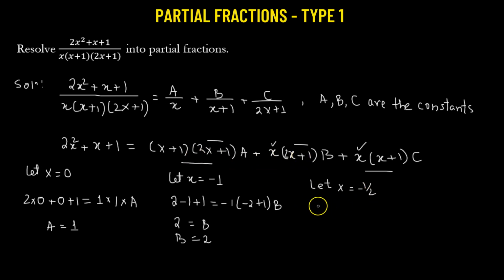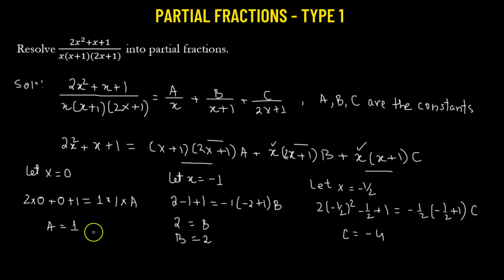Now our expression on the left hand side will be 2 times (negative half) whole squared plus x, so x will be negative half, plus 1, which will be equal to, so we don't have to worry about the first and the second term. Let's move on to the third term. We have negative half multiplied by (negative half plus 1) multiplied by c. On solving this equation, we get the value of c equal to negative 4.